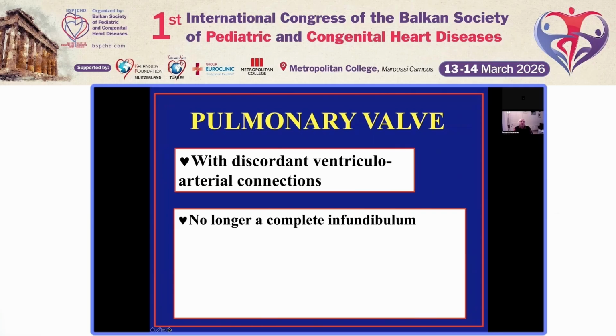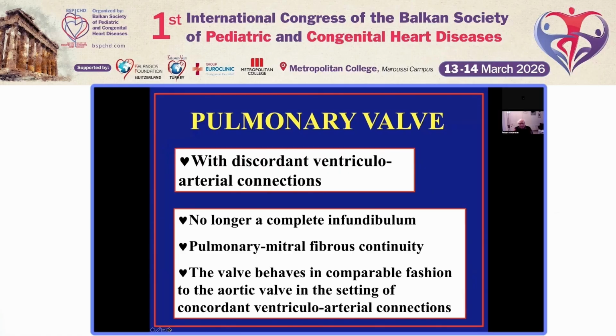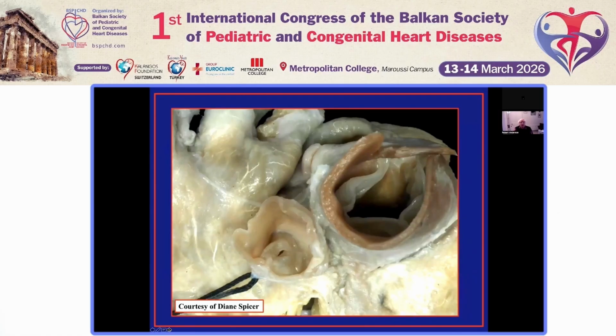So to finish, we can also have abnormalities of the pulmonary valve with discordant ventricular arterial connections, and this emphasizes again the significance of the infundibulum. Because almost always, when the pulmonary valve is found in the setting of transposition, it lacks an infundibulum. It is in fibrous continuity with the mitral valve. And then the valve behaves as would the aortic valve in the setting of concordant ventricular arterial connections.